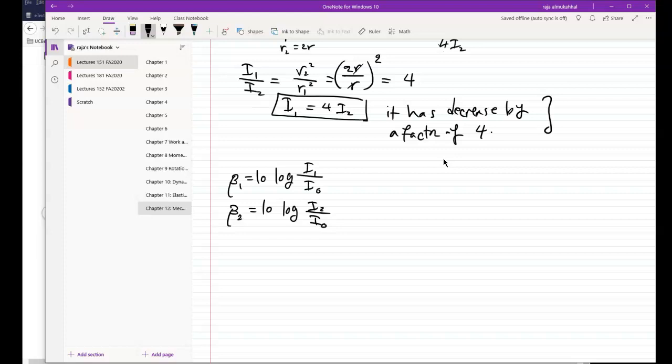One way to do that is to subtract them, because I want to see the difference between them. You see what I'm saying? But before I do that, I know that I1 is equal to 4 times I2. Is that right? So in this case, I will have beta 1 equal to 10 log 4I2 over I0. Is that okay?